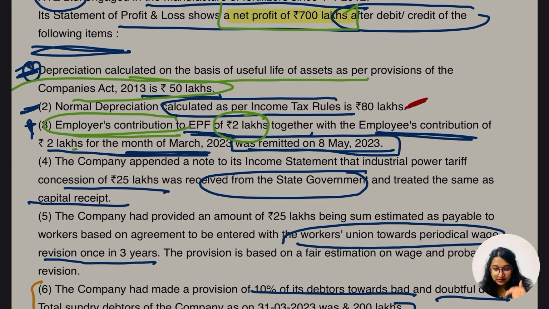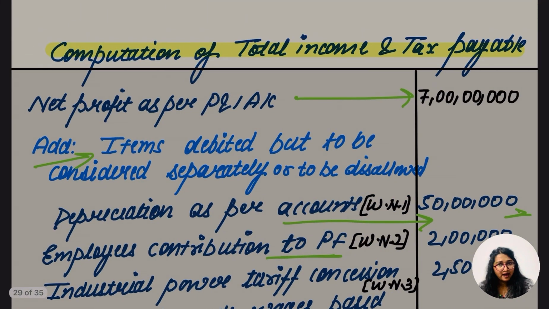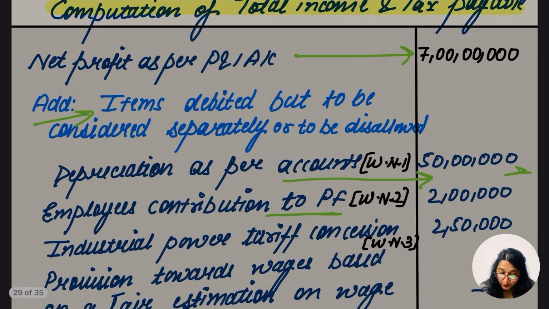But in this case, this was remitted on the 8th of May, right, which means 2 lakh is to be added back, this also added back and this also added back. ठीक है जी, हाँ जी. So let's see whether they have added back these things or not. Yes, employee's contribution to PF is added back.